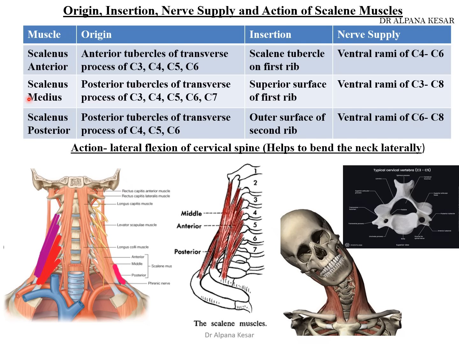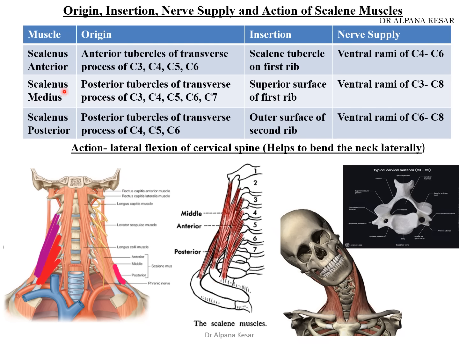Scalenus anterior muscle, which is this, takes origin from the anterior tubercle of the transverse process of third, fourth, fifth, and sixth cervical vertebra. It gets inserted into the scalene tubercle of the first rib. Nerve supply is from the ventral rami of C4, 5, and 6, that is 4th, 5th, and 6th cervical spinal nerves.